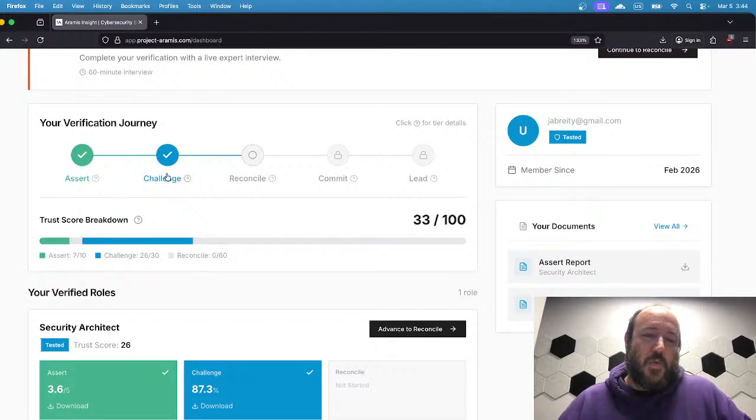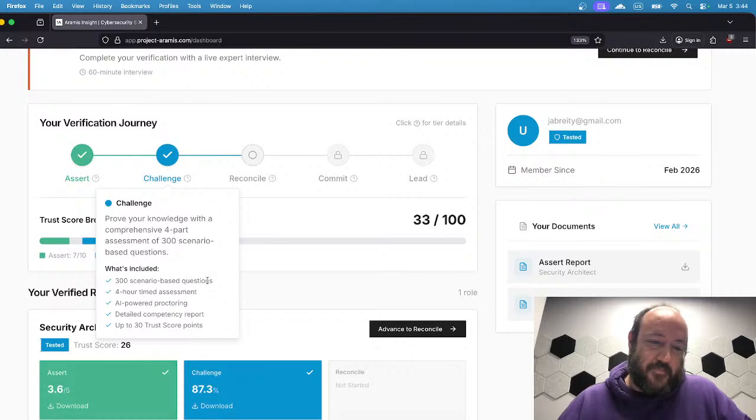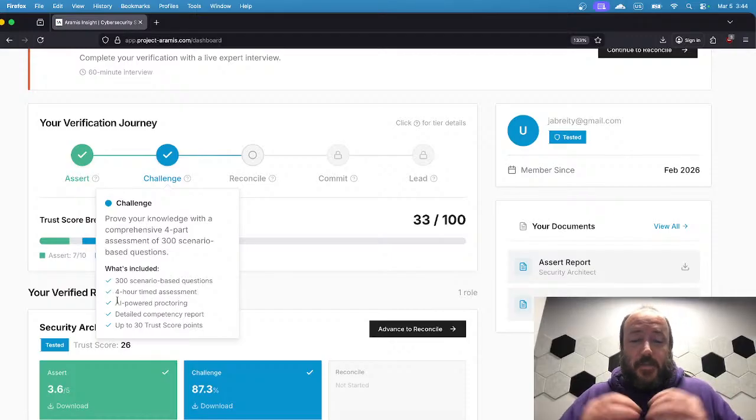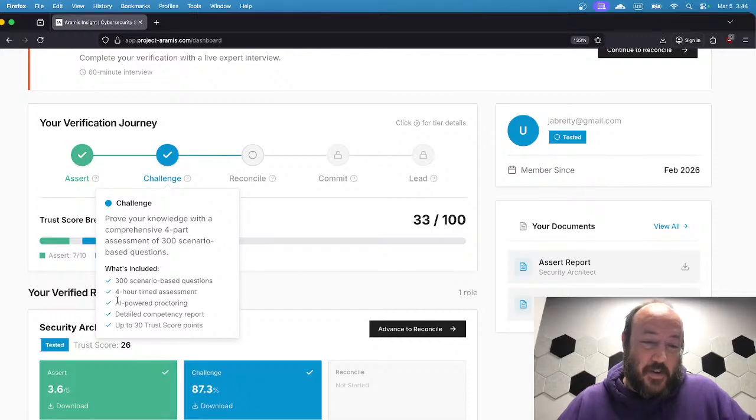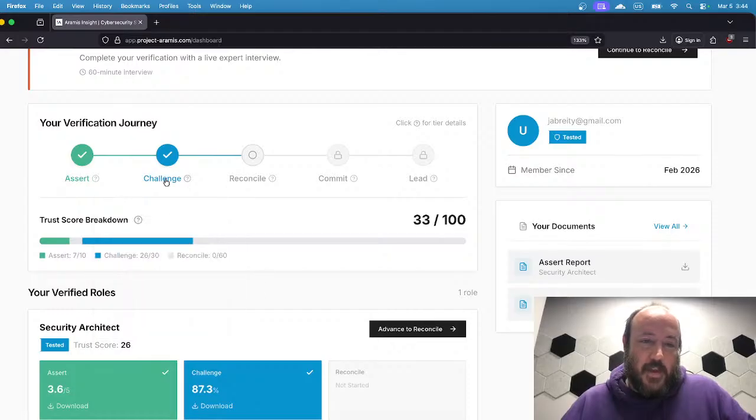And then when I challenged myself, there's 300 of these questions. It's a 4-hour timed assessment. Maybe I time dilation, right? When you're studying something versus when you're actually looking back, and we've discussed this before. Detailed competency report and up to 30 trust score points.